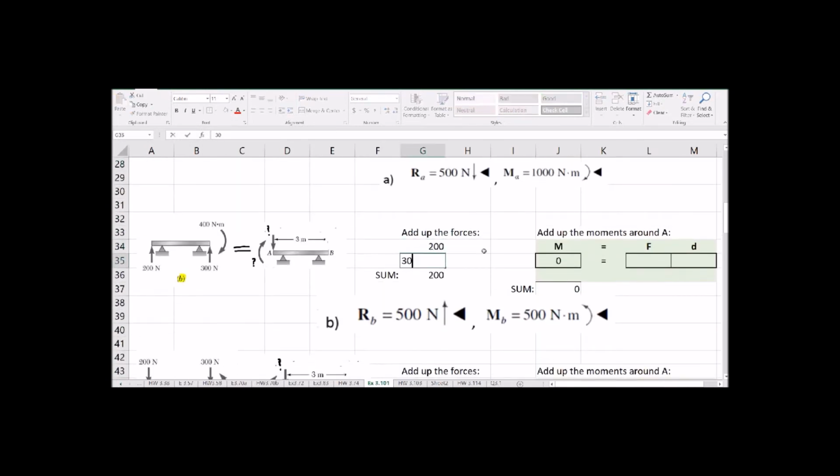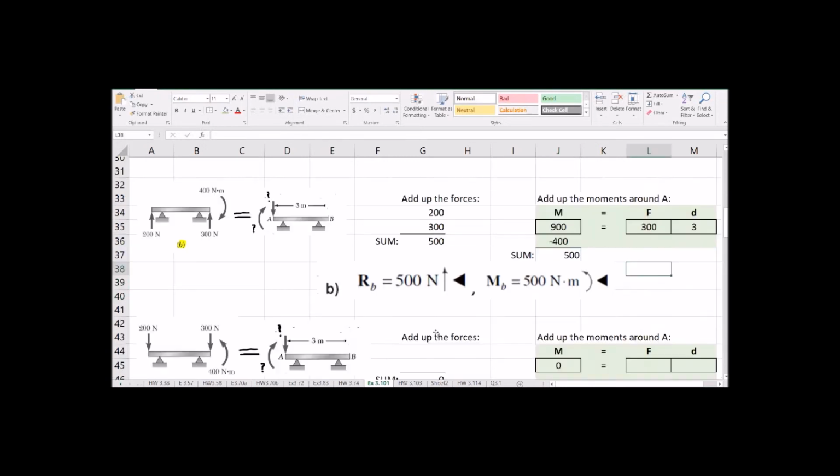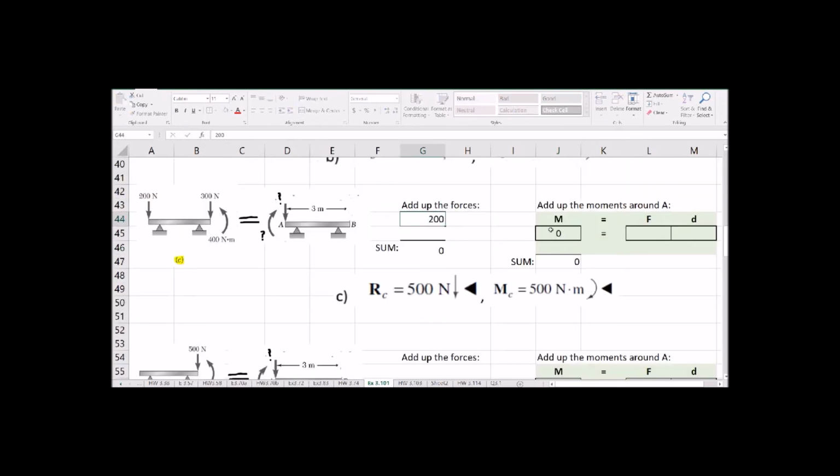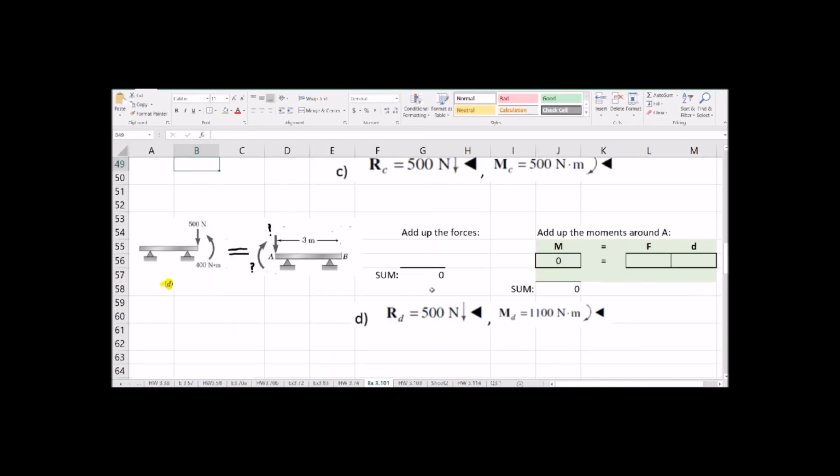For each one of these, just add the forces together and then decide on the moments. So 300 times 3, make sure you have the signs right. Counterclockwise is positive, clockwise is negative. This is a lot of repetitive work here, but the more examples you see, the more this will become just intuitive. You don't want to just understand it, you want it to be intuitive. So you glance at it and you can visualize what's going on and what that equivalent force is.